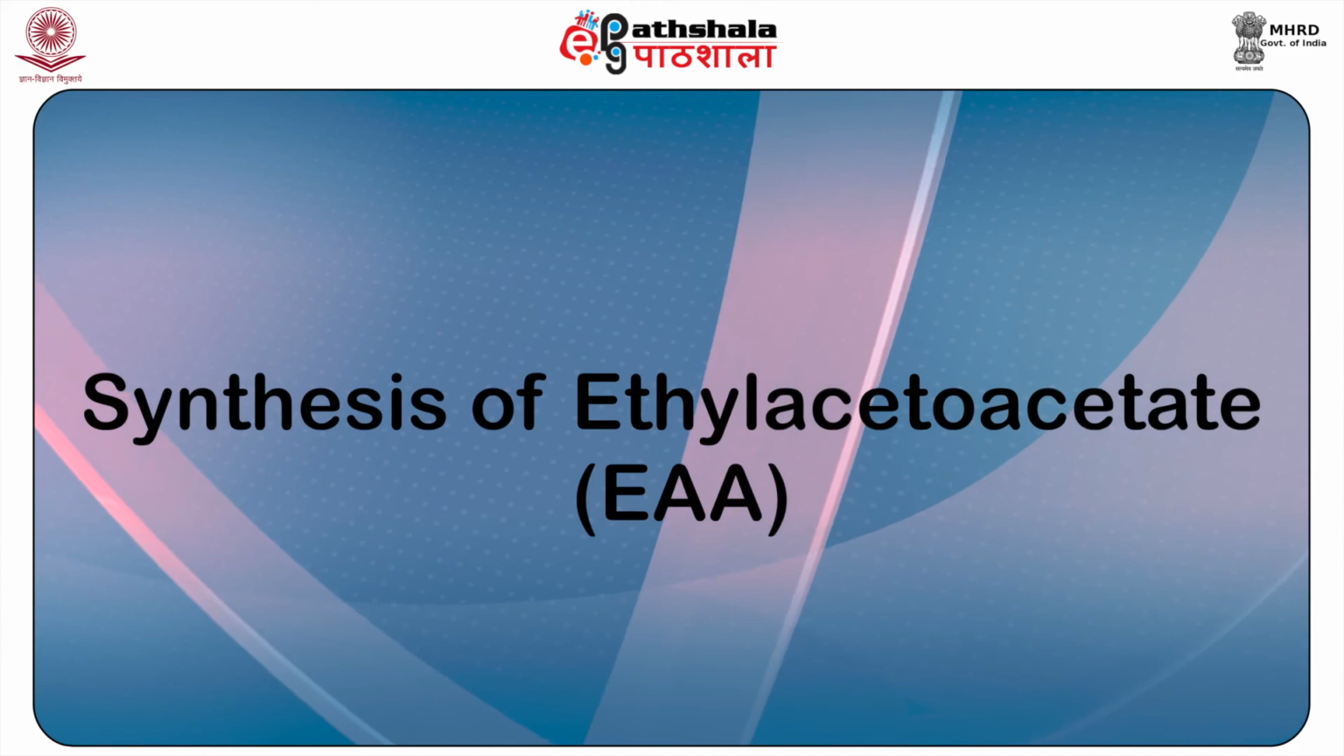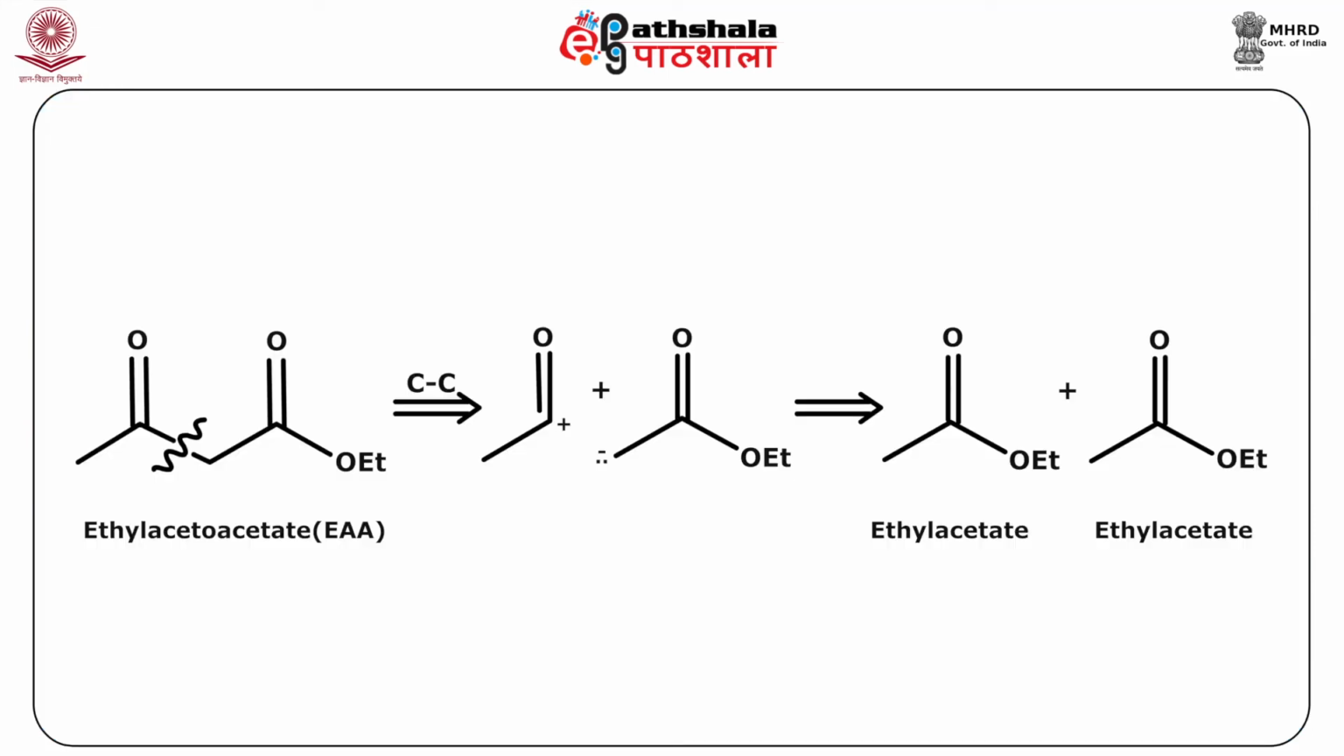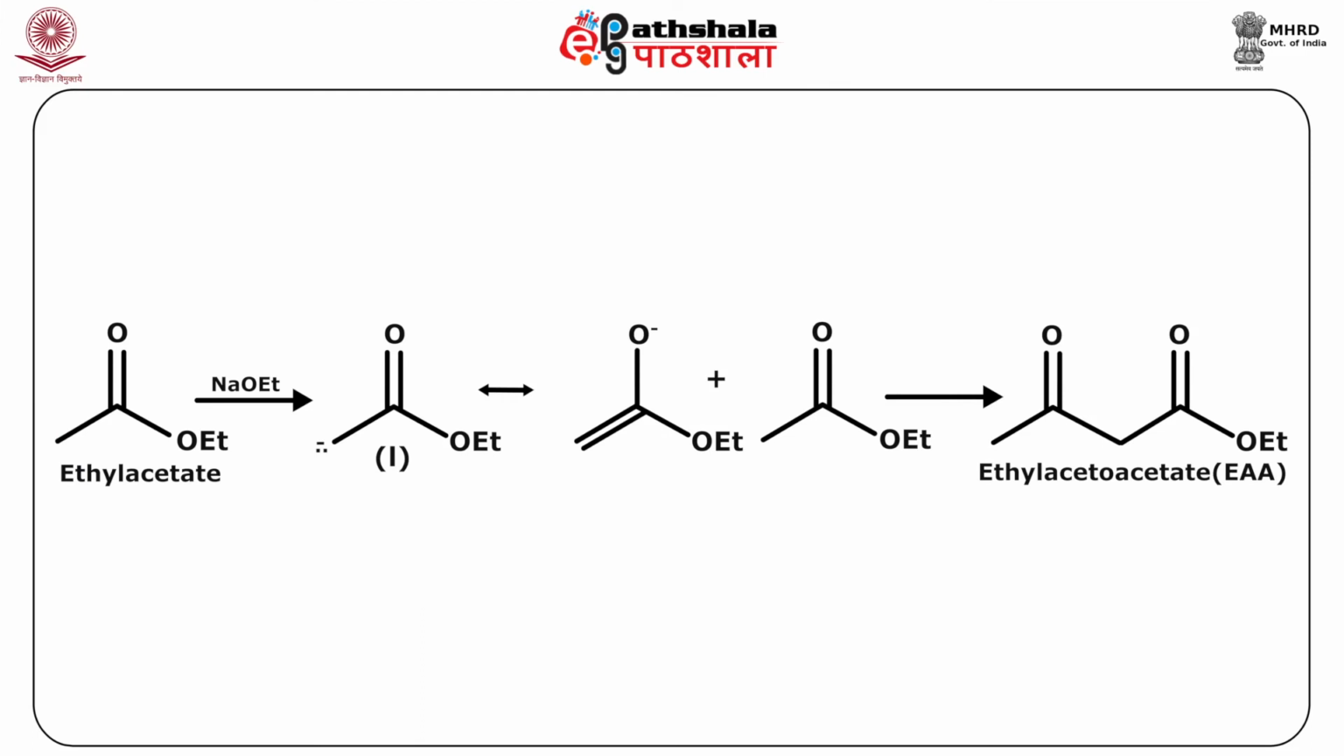Synthesis of ethyl acetoacetate. The retrosynthetic approach to the preparation of ethyl acetoacetate traces back the precursor as ethyl acetate. The synthesis can be carried out in the following steps. In step 1, ethyl acetate on reaction with the base sodium ethoxide forms the corresponding anion 1, which is resonance stabilized. In step 2, carbonyl 1 reacts with another molecule of ethyl acetate and forms ethyl acetoacetate. This reaction is known as Claisen condensation.